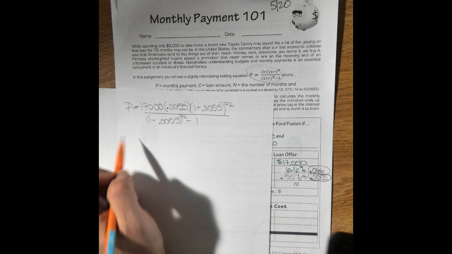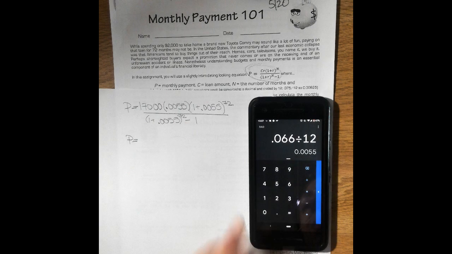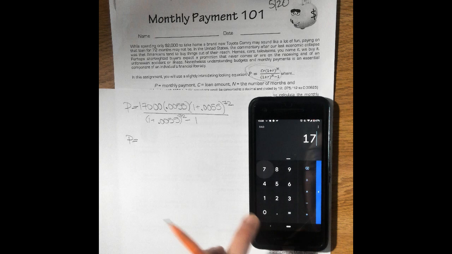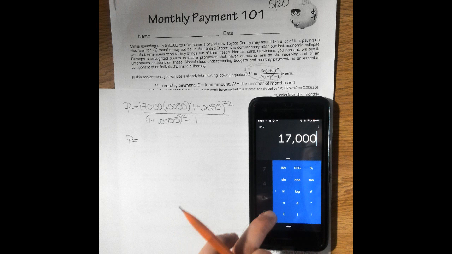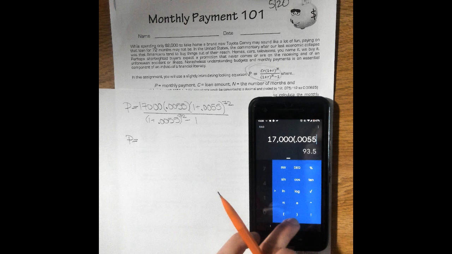So let's type in just the top right now onto my phone. So I'm going to type in 17,000, and I'm going to type it in exactly. So I'm going to go and get these parentheses just so that my phone will do the order of operations accurately.